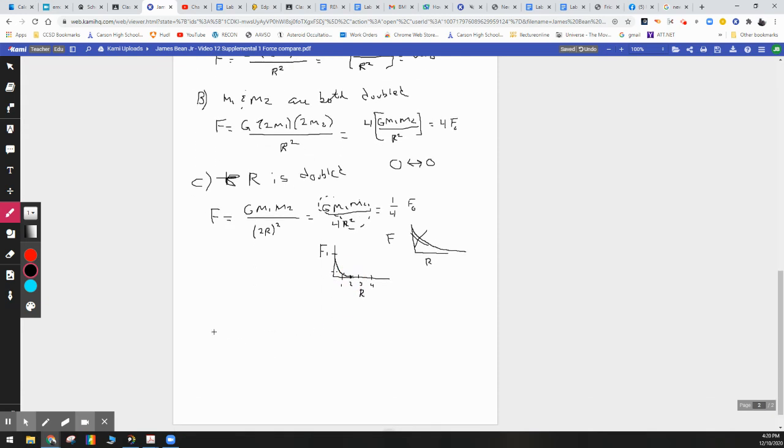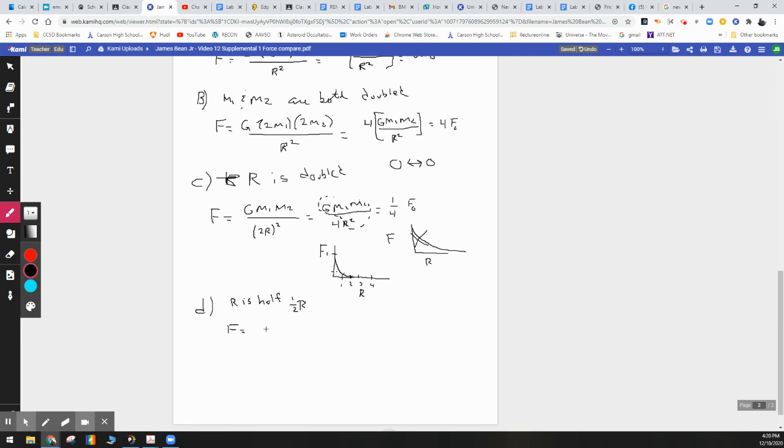Okay, all right. Now, likewise, let's take a look at D here. Suppose in this relationship, I say r is halved. We're going to cut the distance in half. Let's see what happens. r is half. So what does that look like? It looks like 1/2 r, like so. All right, so here's the new situation.